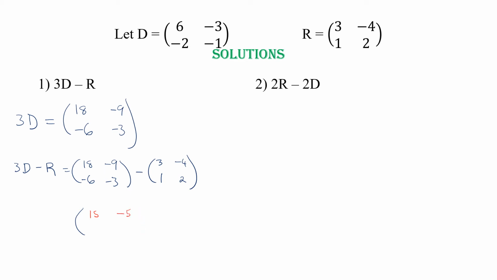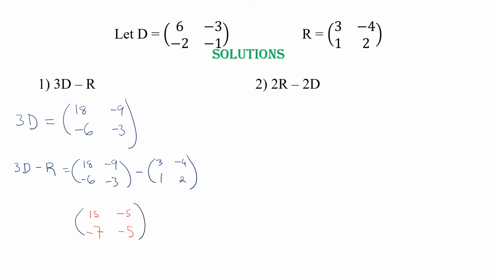Of course, you can review your arithmetic rules if you don't know them. I have videos on that earlier. Maybe I'll try and remember to attach it to this one. Negative 6 minus 1 will actually be negative 7. And negative 3 minus 2 will actually also be negative 5. So this is our answer here. 3D minus R is actually 15, negative 7, 5, negative 5.